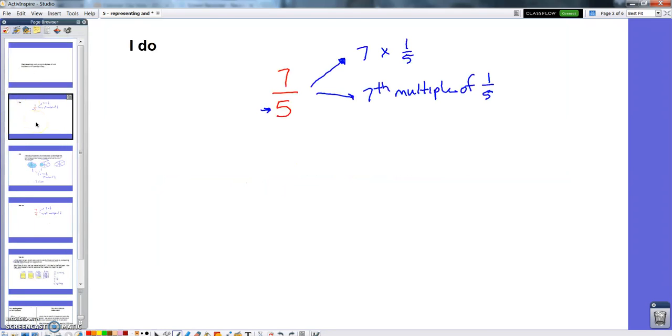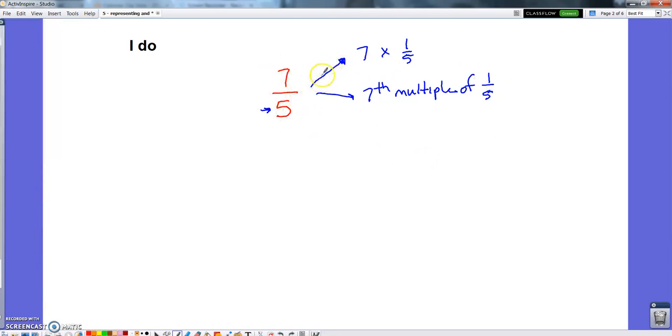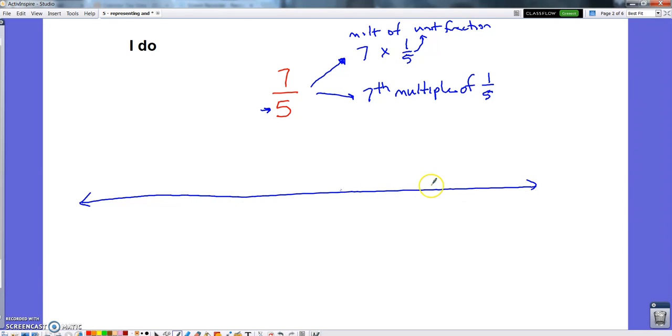Alright, so yesterday we talked about this fraction first. We talked about how 7/5 can be represented as a multiple of this unit fraction, 1/5, as 7 times 1/5, and it is the 7th multiple of 1/5. And another way to show that simply today is with a number line.